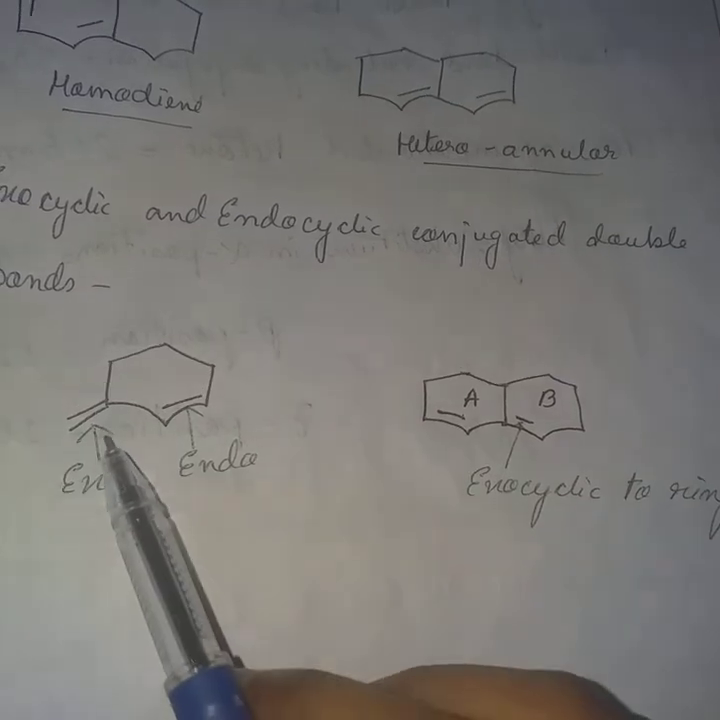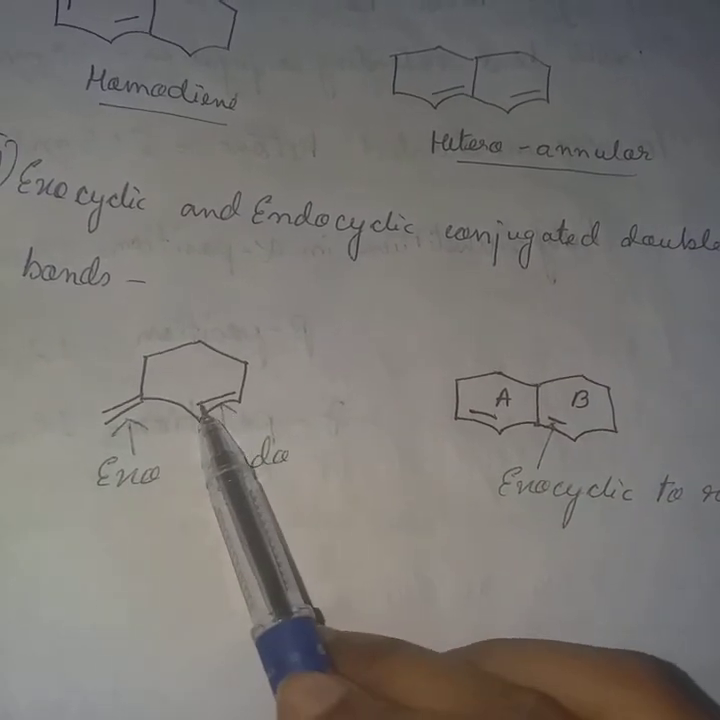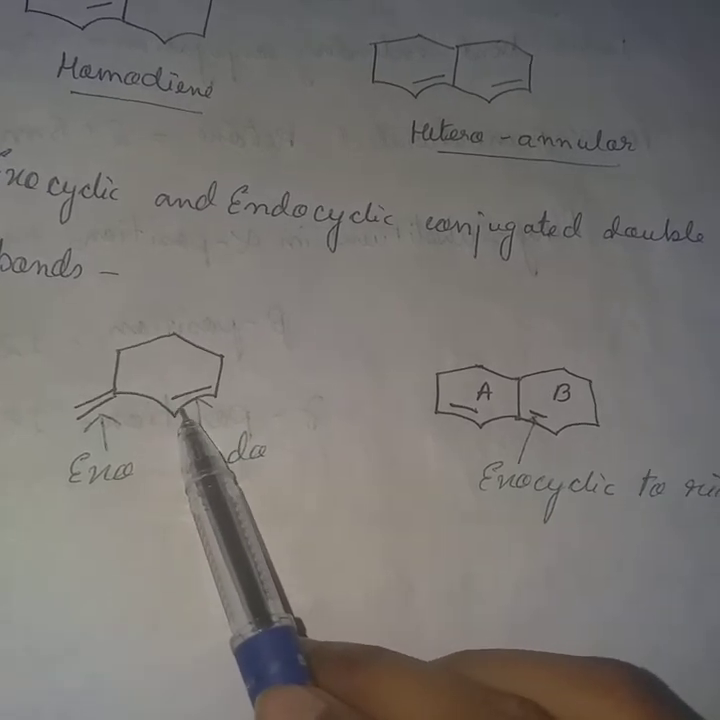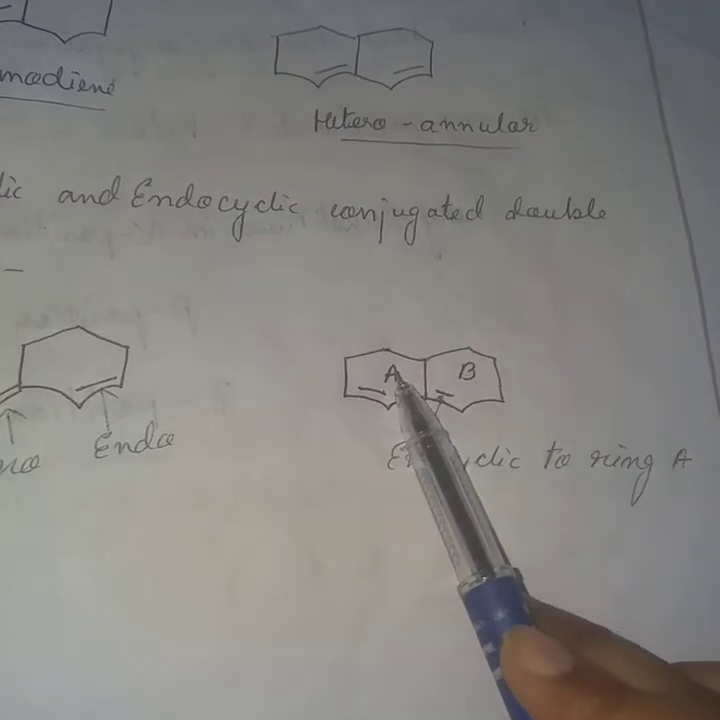Next comes the exocyclic and endocyclic conjugated double bond. We will understand it from this example. This is the exocyclic double bond to this ring, and this is endocyclic inside the ring, and this is exocyclic double bond to ring A.